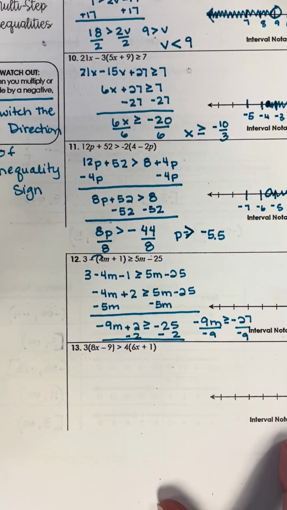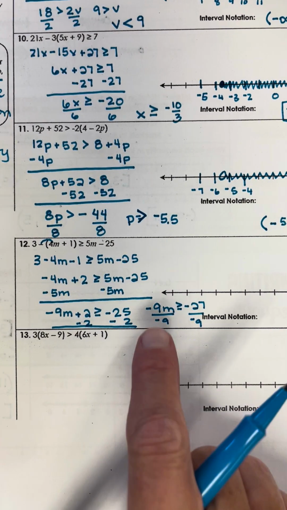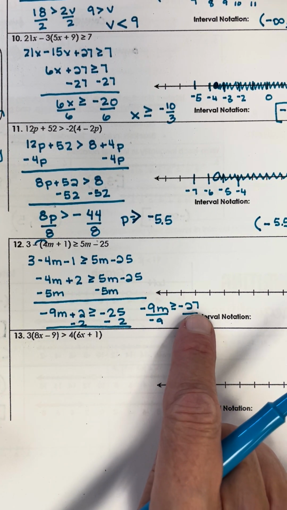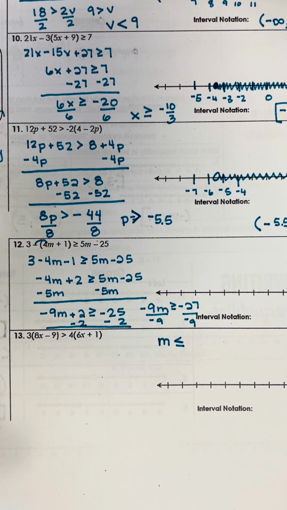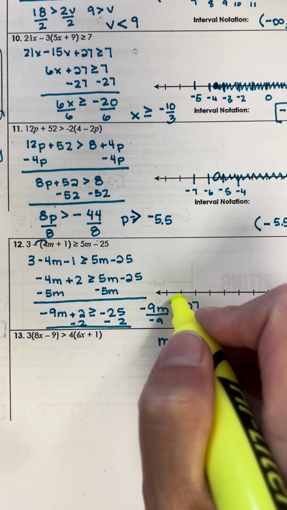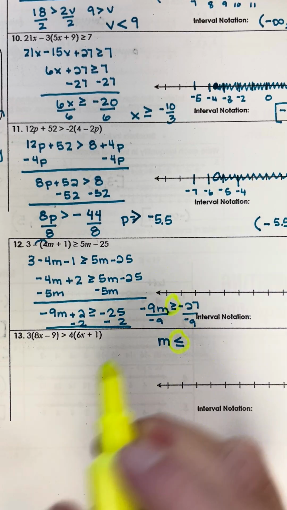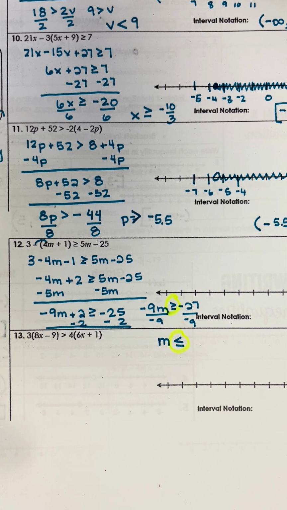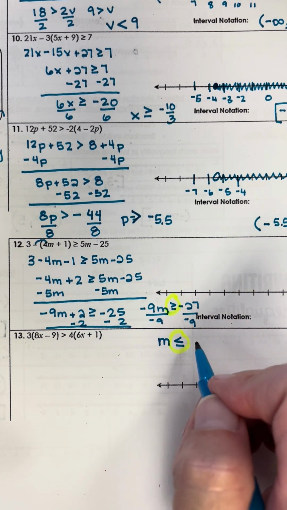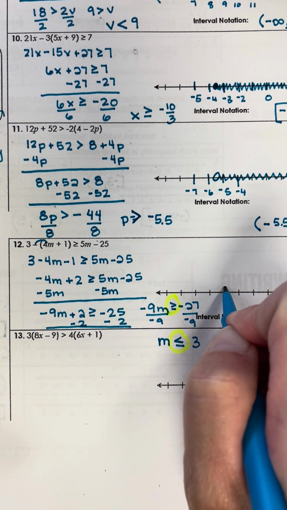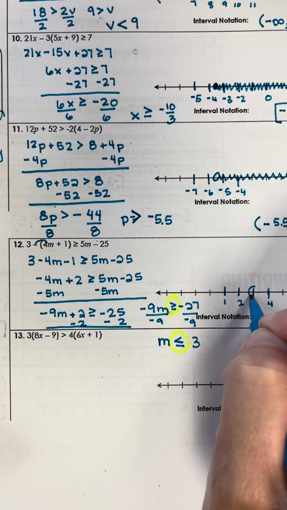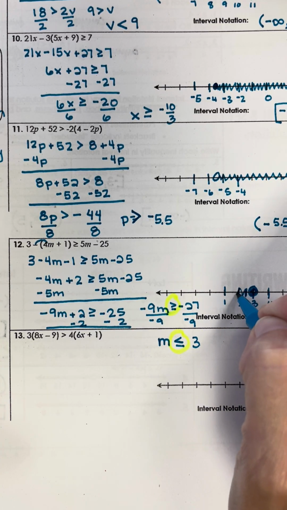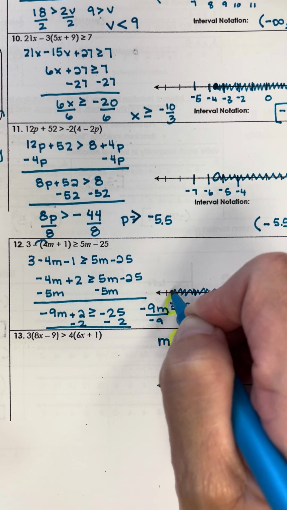So I want to go back to problem 12, and I have negative 9m is greater than or equal to negative 27. So that's going to be m is less than or equal to 3. Notice that I switched my inequality sign. It was greater than, it became a less than because I divided by a negative. So on my graph, I have 1, 2, 3, 4. I'm going to have a closed circle on 3 shaded forever in the left direction.